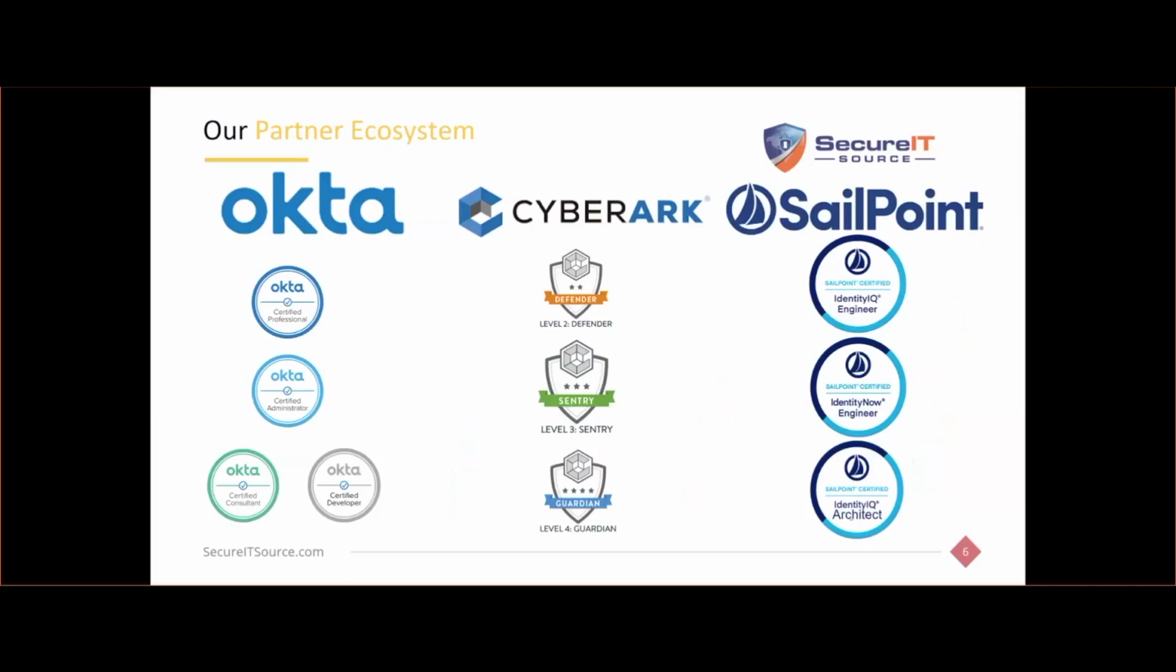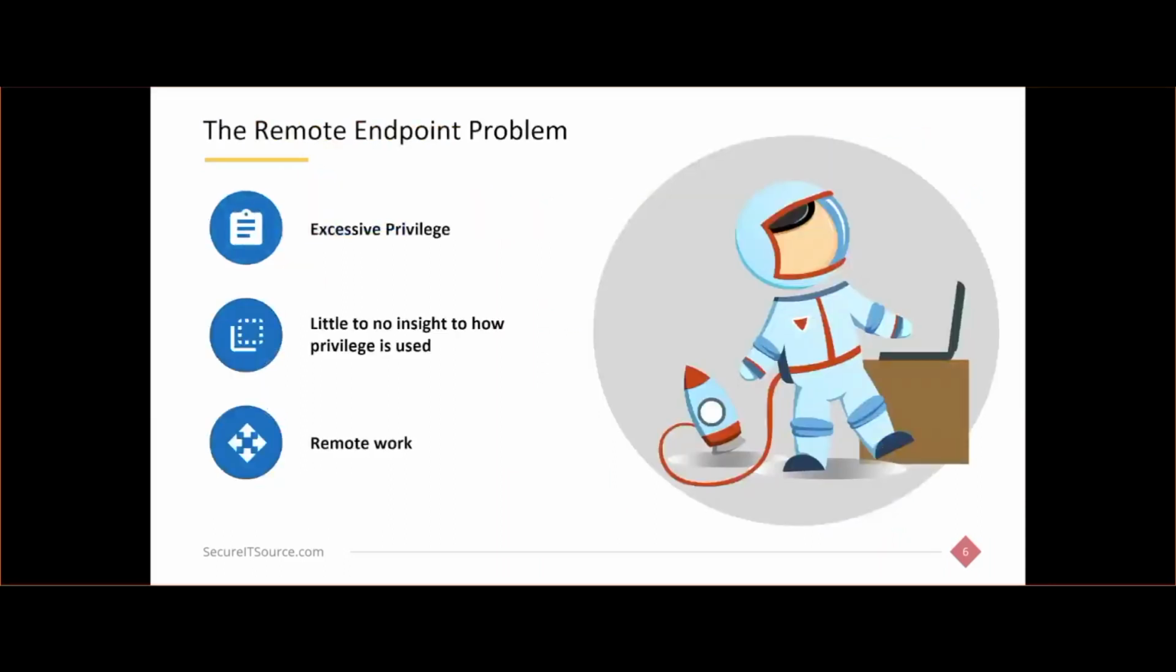So now that we got that out of the way, we can get on to talking about endpoint privilege. In order to talk about remote endpoint privilege and what that problem is, we need to identify what the problem is, right? And it comes down to excessive privilege. Least privilege is very rarely assigned, and the idea of assigning least privilege to a user's laptop is definitely difficult.